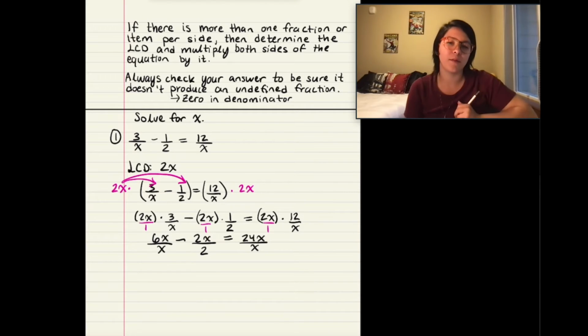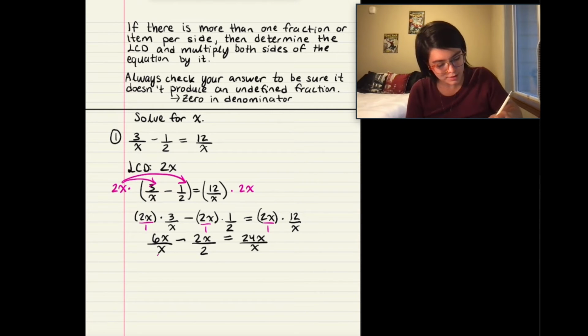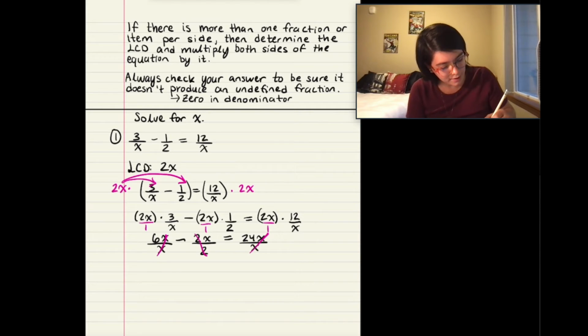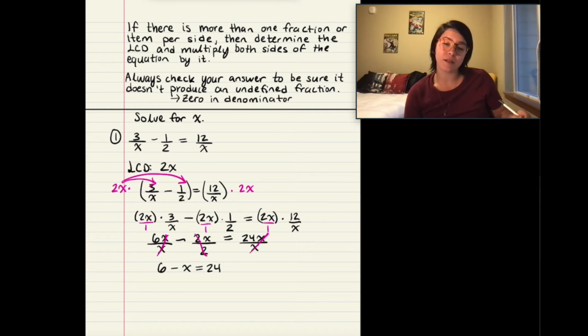And here's why we multiply both sides of the equation. We're going to be able to do some amazing canceling. We have an x over an x, we have a 2 over a 2, we have another x over an x. Beautiful. So now we don't have any denominators, and we don't have to deal with rational functions anymore, which is great because they're pretty lame. So we have 6 minus x on the left side, and then 24 on the right. And then all we have to do is solve for x.